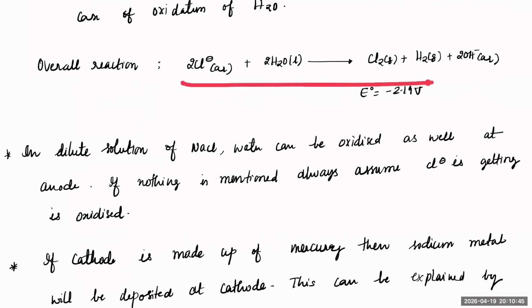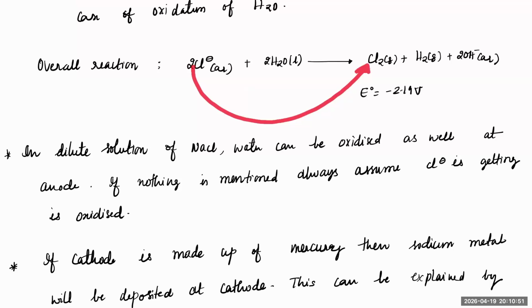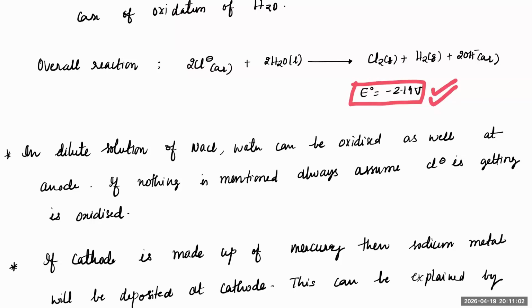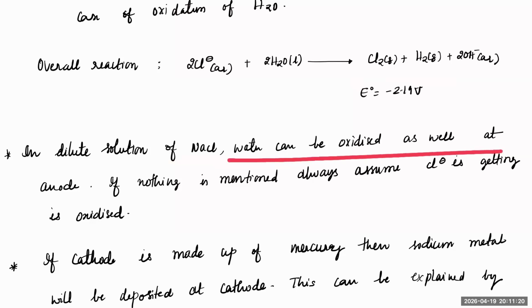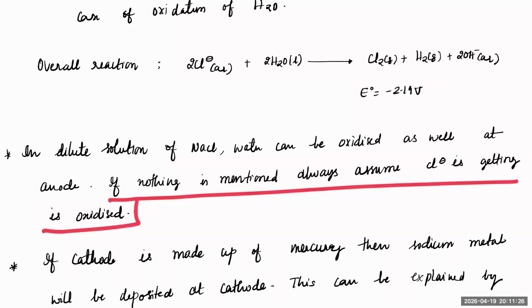So overall, this is the reaction. 2Cl minus is getting oxidized to chlorine. Water is getting reduced to H2 and OH minus. So E naught value will be minus 2.19 volts. Of course, it has to be negative only, right? Why negative? Because electrolytic cells are operated for non-spontaneous reactions only. For non-spontaneous reactions, E naught has to be negative. Now notice, in dilute solutions of NaCl, water can be oxidized at anode. If nothing is mentioned, always take Cl minus is getting oxidized.